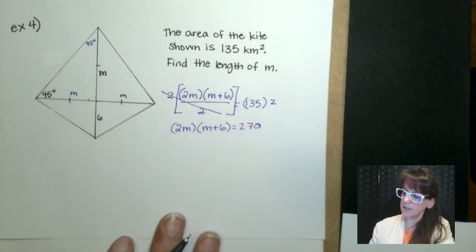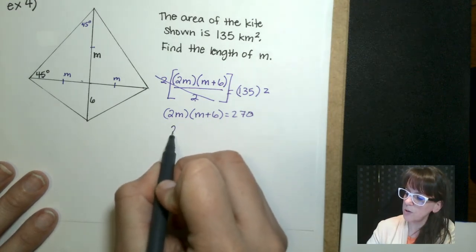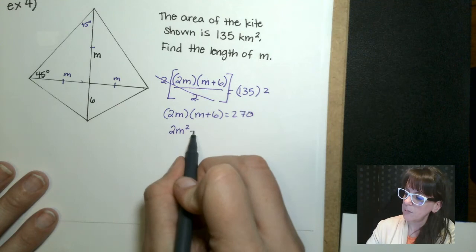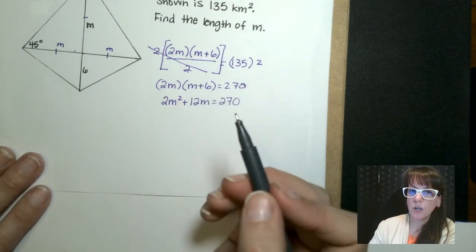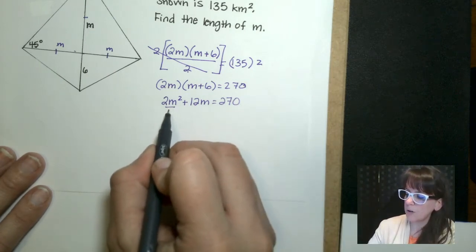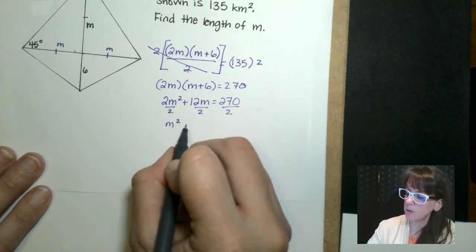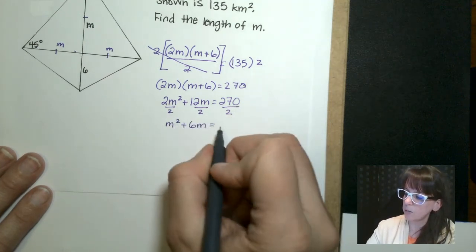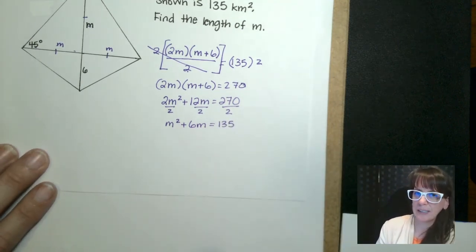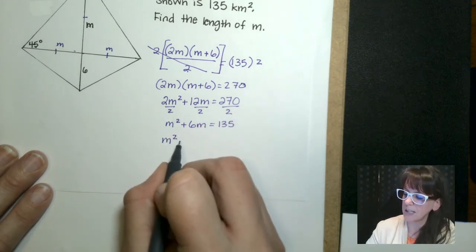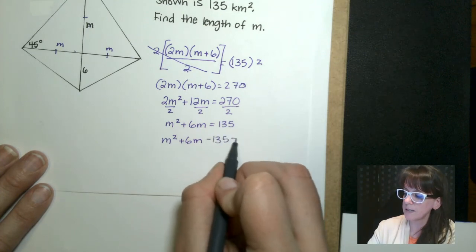Okay, so then we've got 2m squared, so we're going to distribute, plus 12m equals 270. Okay, so now I look at this and I see that all of these can be divided by 2, and that'll make my life a little bit easier, especially because I'm dealing with a quadratic. So m squared plus 6m equals 135. Let's go ahead and set that equal to 0. Whenever you see a quadratic, it's always a good idea just to set it equal to 0, because that usually will help get you back on track. So minus 135 from both sides, I get 0.